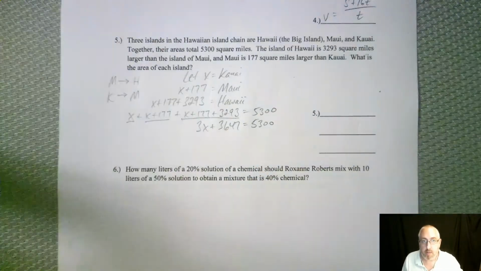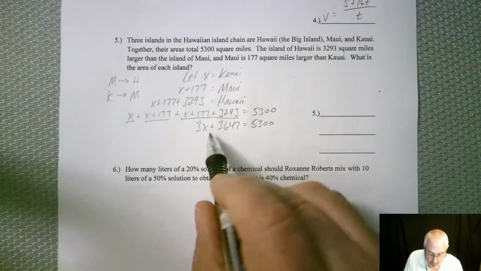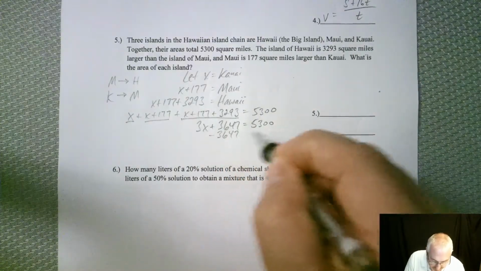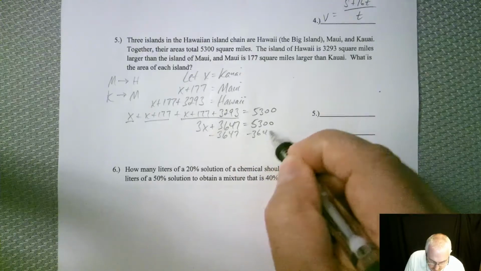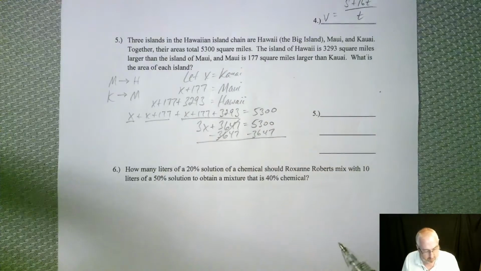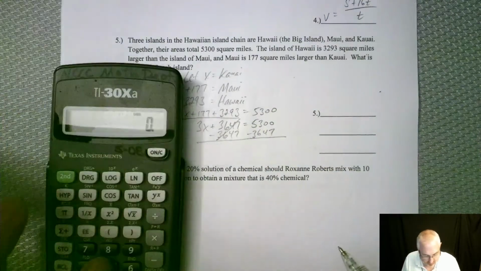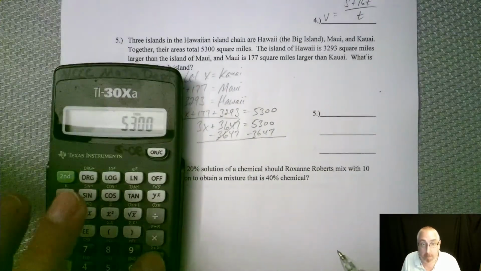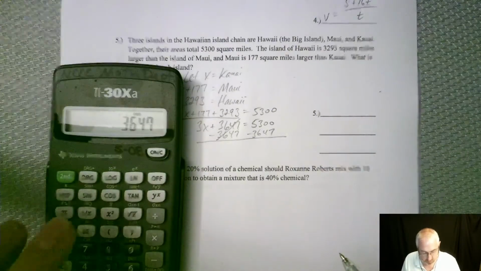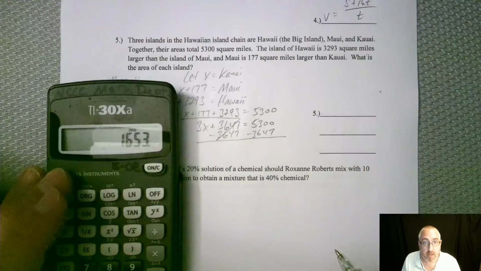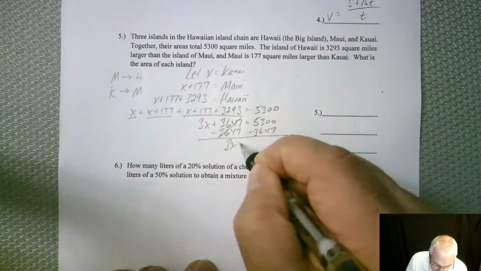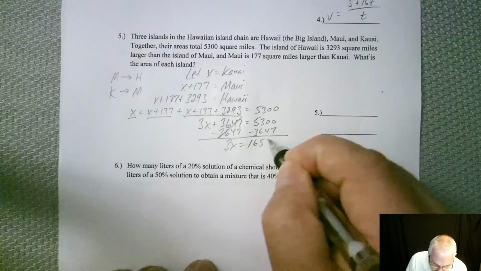Okay, so now we gotta lose this 3647. So that cancels those out. And so let's do that subtraction on the calculator just to be safe. Minus 3647 equals 1653. All right, so 3x equals 1653.